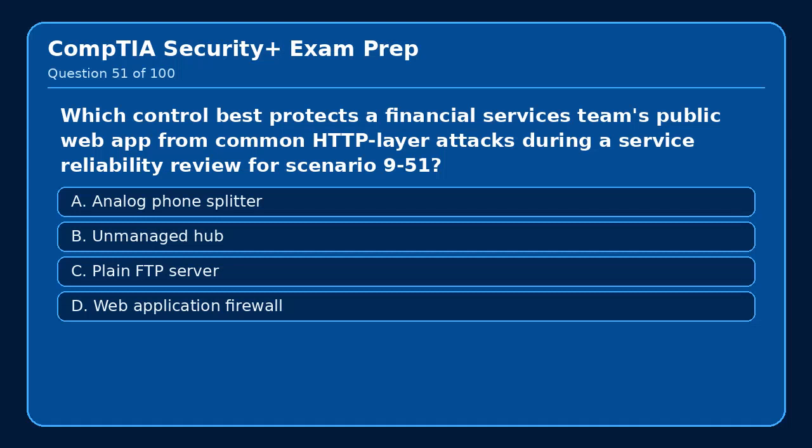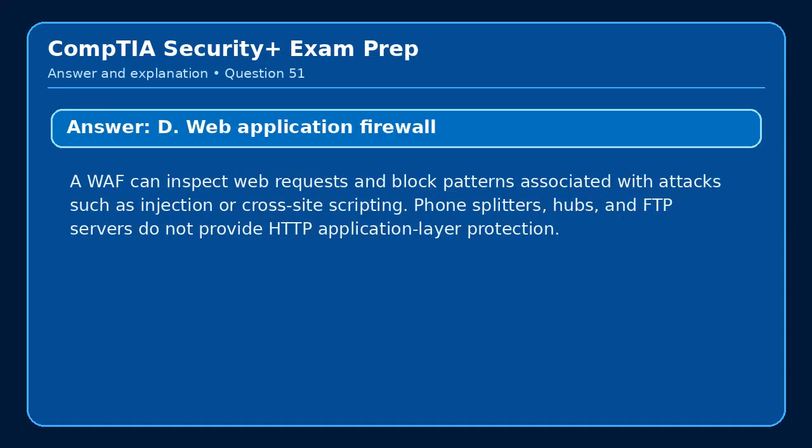Question 53. How can a data analytics unit govern cloud app use and enforce policy between users and SaaS platforms for the next maintenance window for scenario 9 to 53? A. An encrypted telnet. B. Open guest account. C. Serial console cable. D. Cloud access security broker. Take a moment to choose your answer.